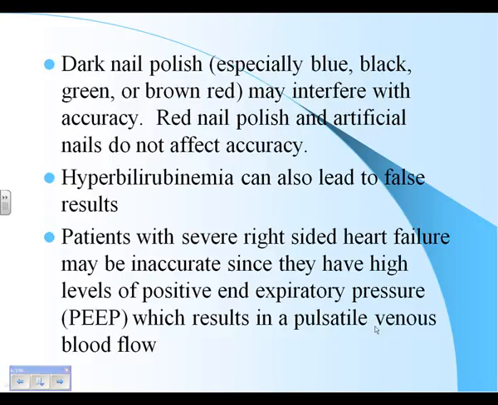Patients that have right-sided heart failure may be inaccurate since they have high levels of positive end-expiratory pressure, which gives a pulsation in the venous system. When you've got high pressures like that, you'll have a pulsatile sensation there in the venous system. And it may pick up that, which in the venous blood is going to be low oxygen. It could pick that up rather than your arterial blood flow. So be aware of that.